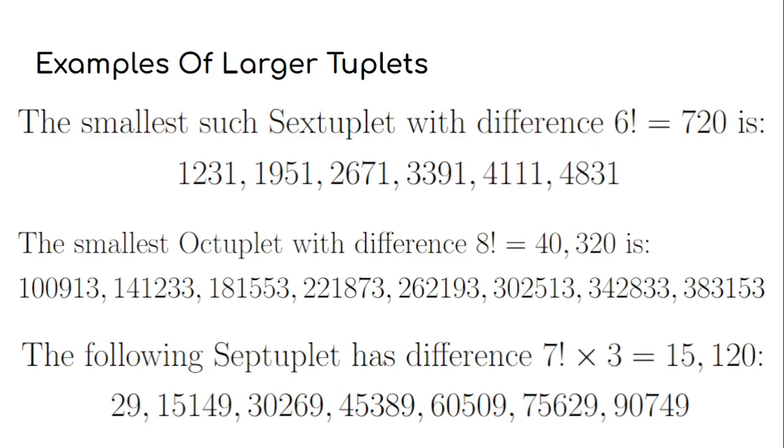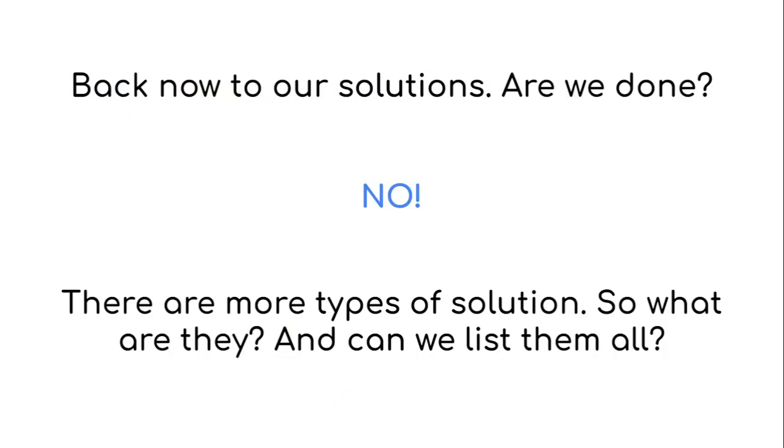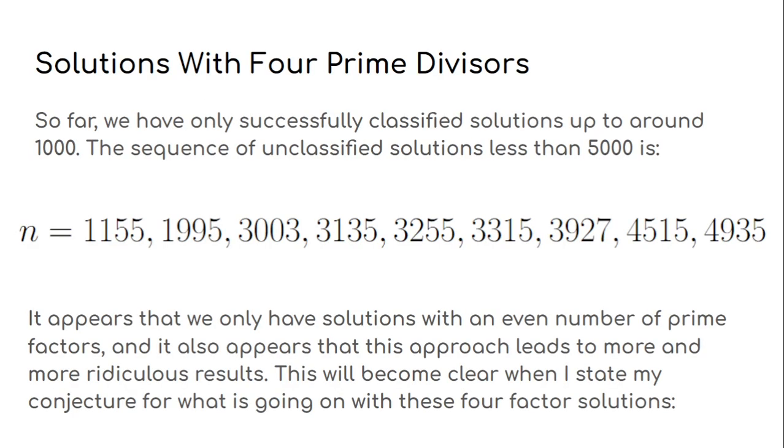Returning now to our equation, we might expect that we have described all of the solutions, but this is not the case. Using my Python program, we have successfully classified solutions up to around 1000, with the unclassified solutions less than 5000 beginning 1155, 1995, and so on, as you can see on the screen. Of these, each seems to have 4 factors.